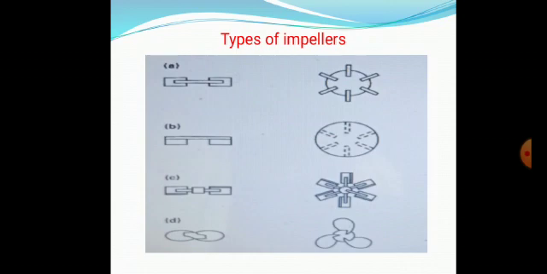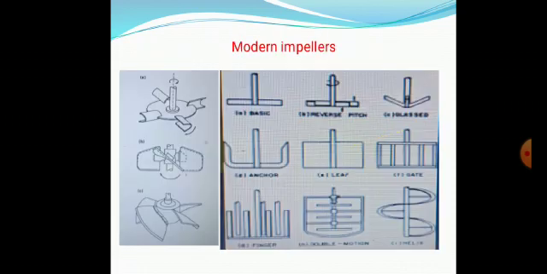So the second type is vaned disk. Here it is driven by an external power source, and C is the open turbine. Here it is direct driving, and it has different impeller blades. You can change the blades as you want. And the fourth type is called the marine propeller, wherein the media will be spinning in a circular fashion. So based on the need, you can choose any one of the impellers for the fermentation process.